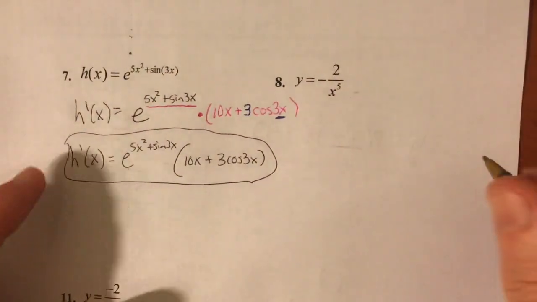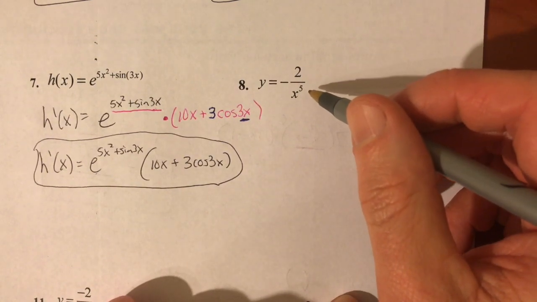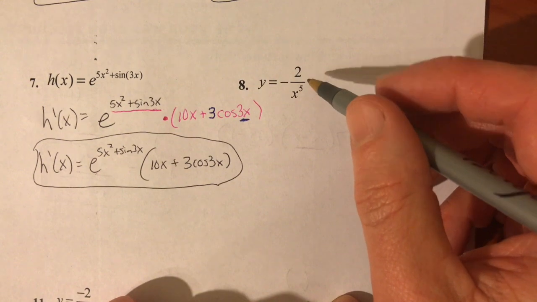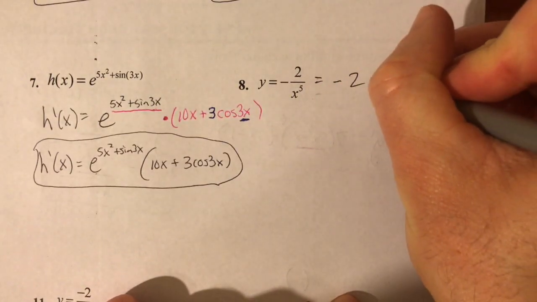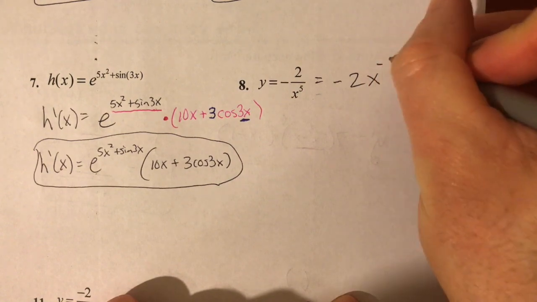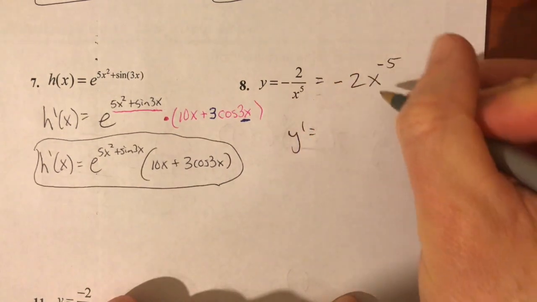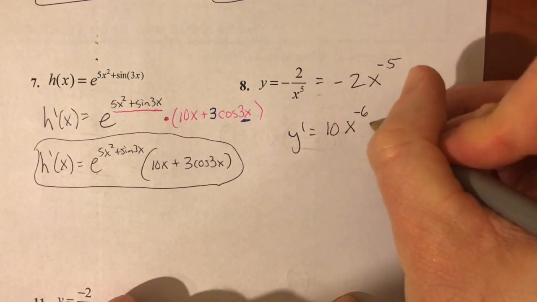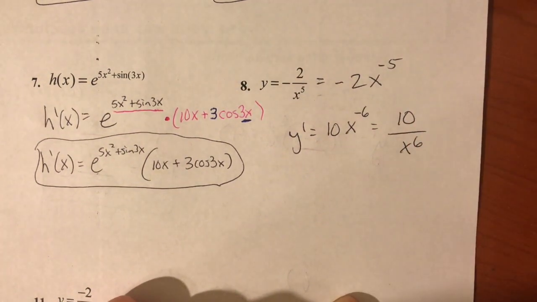There we go. Now this, you should recognize this as just an old problem. This is nothing special here. You could use the quotient rule, but you really should be able to just bring this up and say, hey, that's -2 times x to the -5, and use a power rule on that. Y prime is positive 10 x to the -6 when you subtract 1, and you move it back to the bottom. 10 over x to the 6. Easy, right?